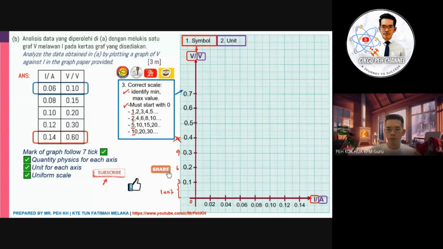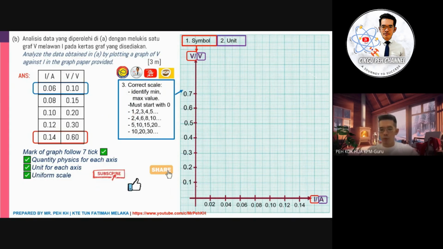Because 1 box here will be 0.03, we do not consider this type of multiple, 3, 4, 6, 7, 9. This type of scale will be considered a non-uniform scale. You should choose 2, 1, 5, and 10.